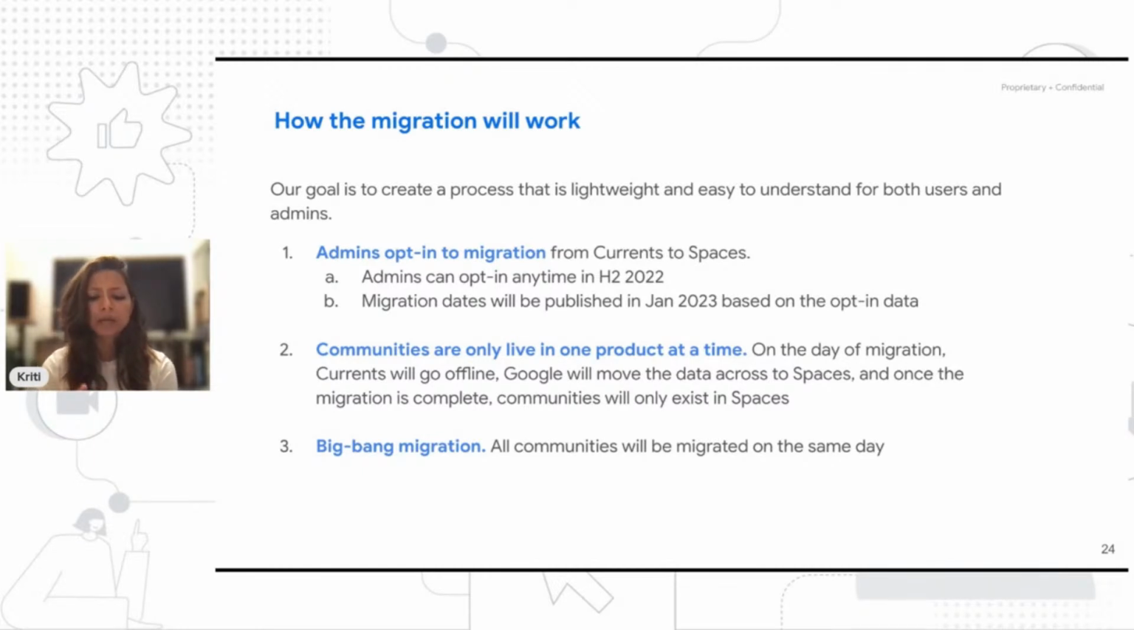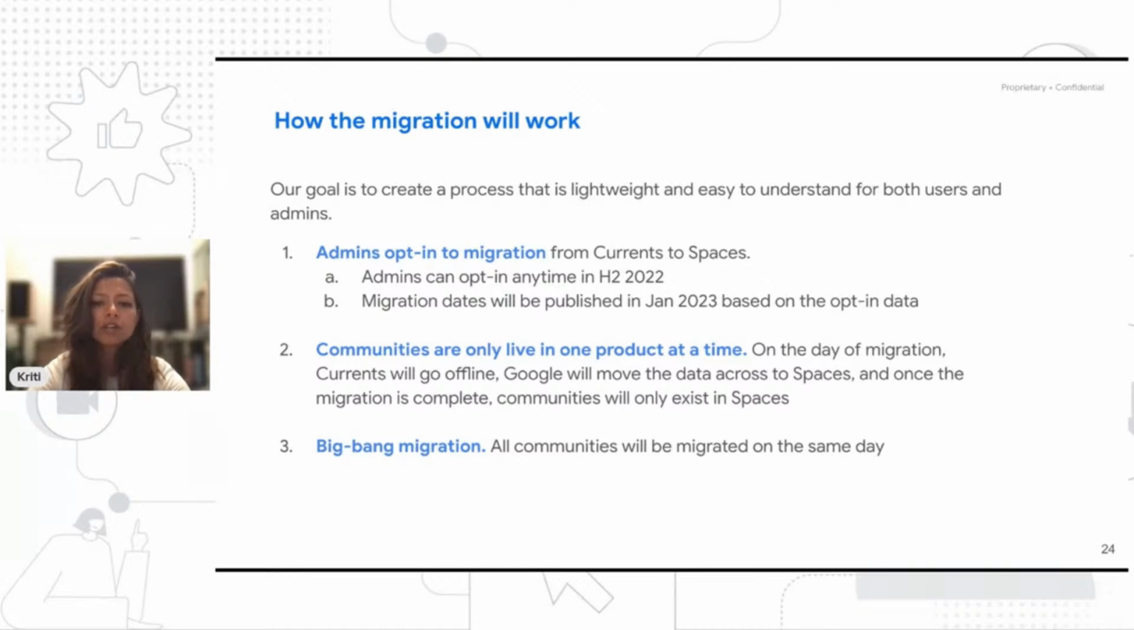Based on this migration opt-in, we'll be publishing a calendar in January so that you know exactly which date you'll be migrated on. Not all customers are going to be migrated on the same day, so that's why we're going to be publishing a calendar so you have that date available to you. And as part of the migration, it's Google who's going to be doing the migration for you. There's no step needed for you, other than opting into the migration.